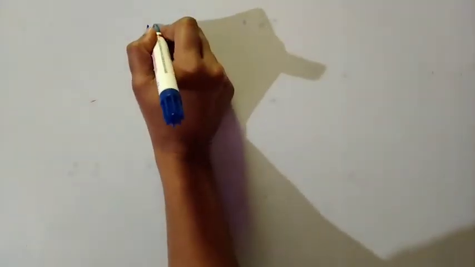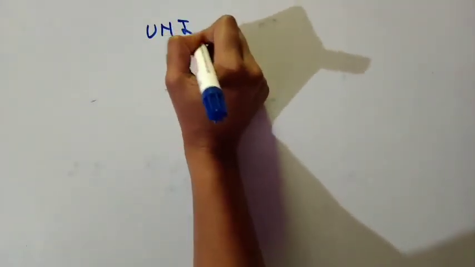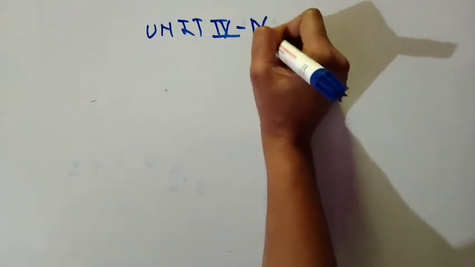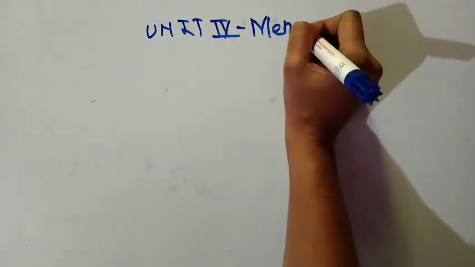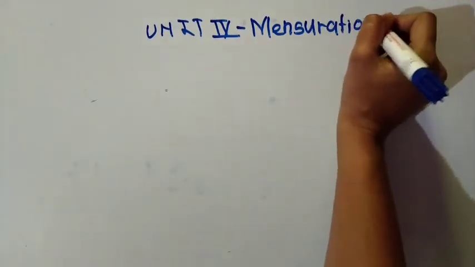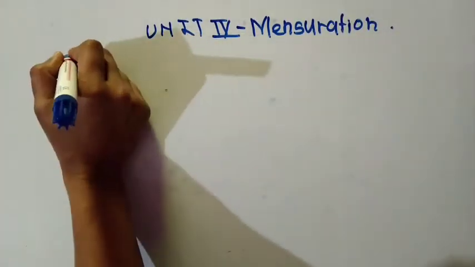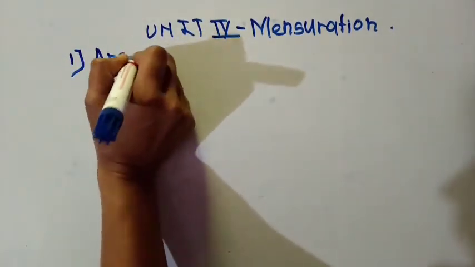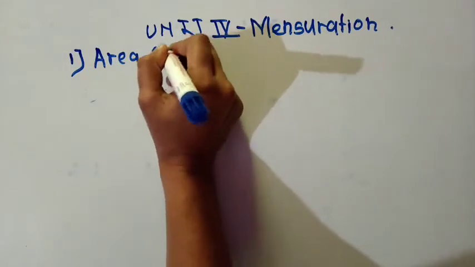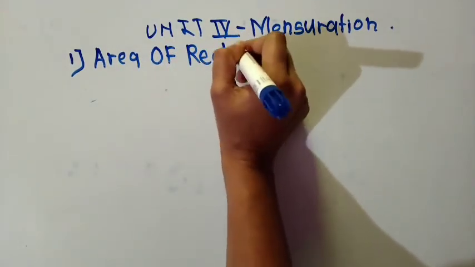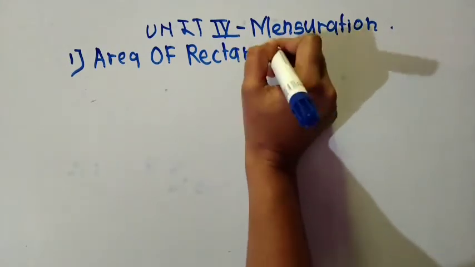In this chapter we studied Unit 4, Mensuration. Here, first is area of rectangle. How to find out area of rectangle?